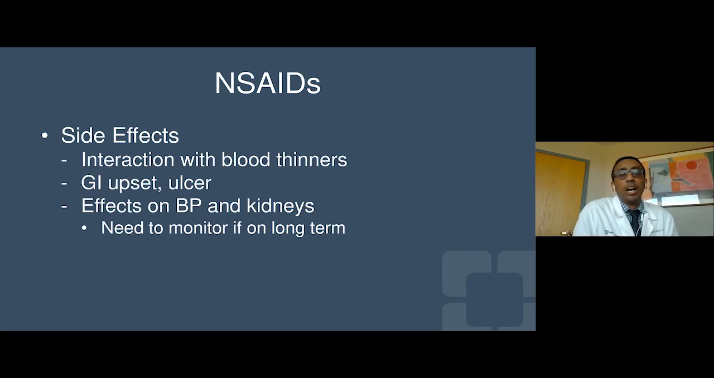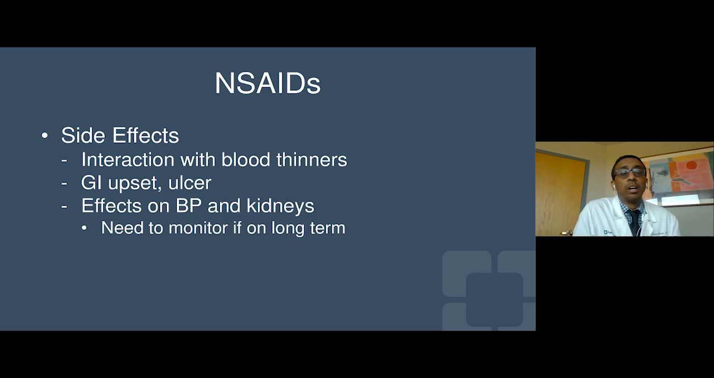So for side effects, interaction with blood thinners is one of the most common things that we see. If we are on blood thinners, then NSAIDs would not be good because NSAIDs can increase the efficacy of the blood thinner, making the blood even more thin. Especially with Coumadin, where you have to have it monitored, that's where it could be problematic if we're taking NSAIDs while on one of those medications.